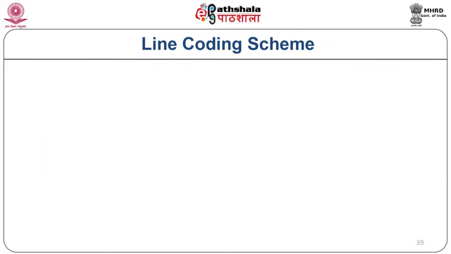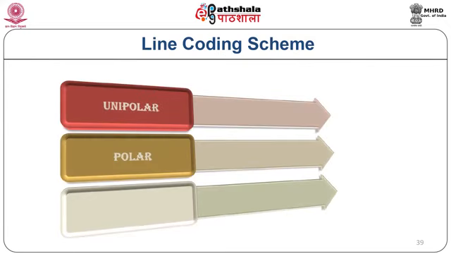Now let us discuss the next line coding scheme, which is polar line coding. This line encoding method uses two voltage levels of opposite polarity and equal magnitude, that is, one positive and the other one negative, to represent the two binary states 0 and 1. Also, here the signal level remains constant throughout the bit interval. The average DC component is 0.